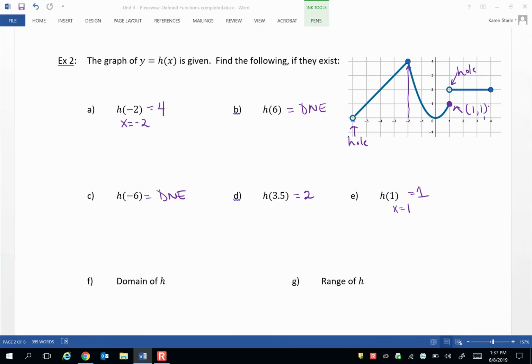So what's the domain of h? Well, reading the graph from left to right, we have a parenthesis around negative 6 because there's a hole at negative 6. And we have a bracket around 4 because there's a solid circle at 4. So the function begins at negative 6 but doesn't include negative 6, and it ends at 4 and it does include 4. So that's how in interval notation the domain looks.